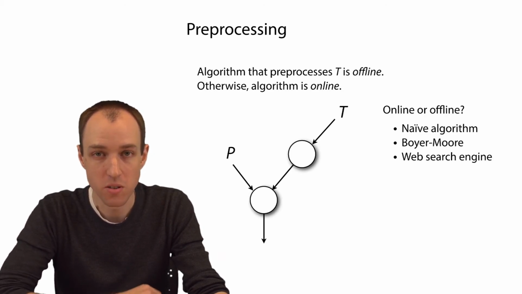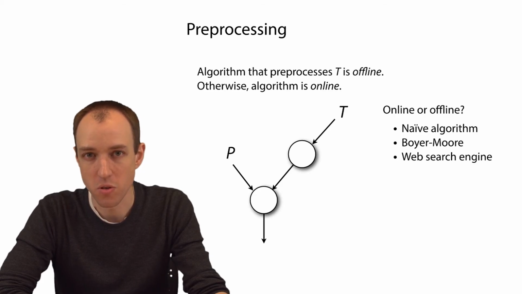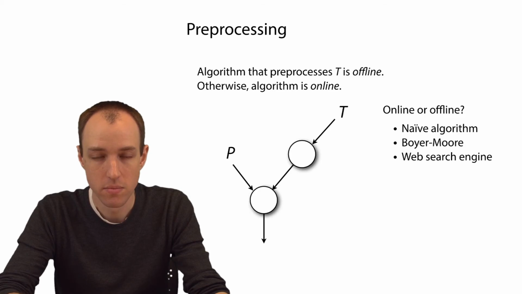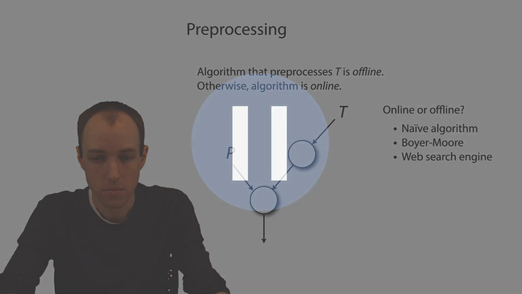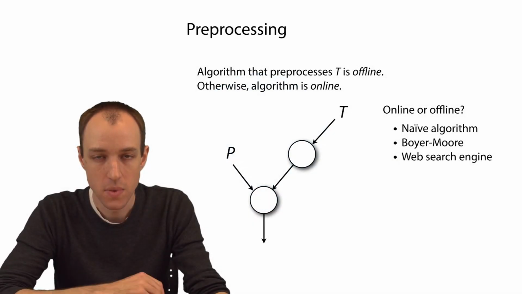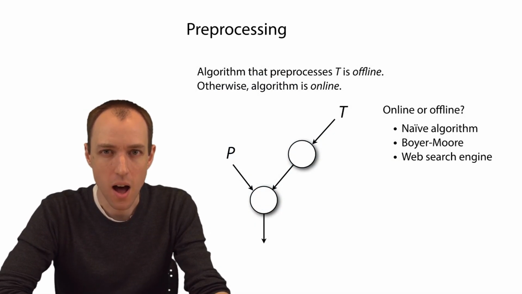Okay, third, this one's a little trickier. How about a search engine, like the kind of search engine you would use to search the World Wide Web when you type a query into a search engine and then press search? Do you think that the algorithm it uses to return those results to you is online or offline? It pretty much has to be offline.